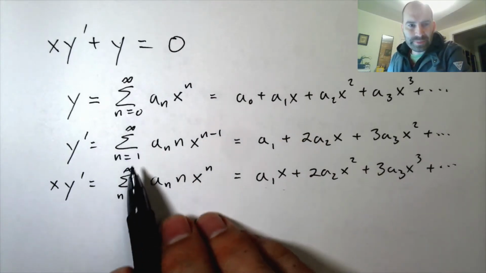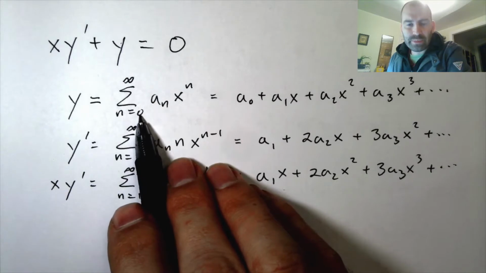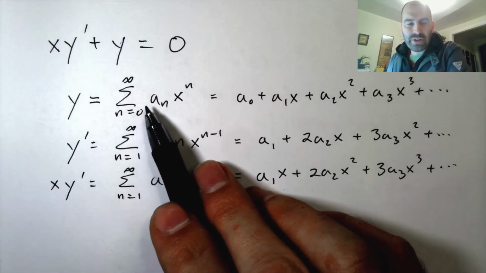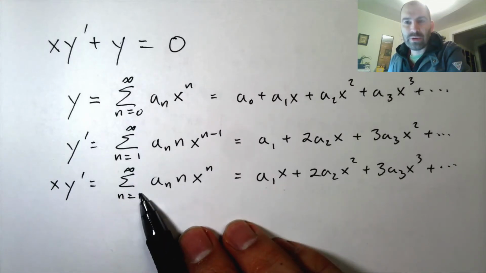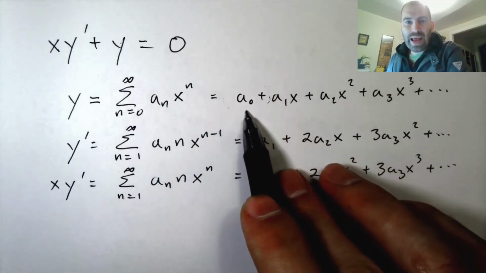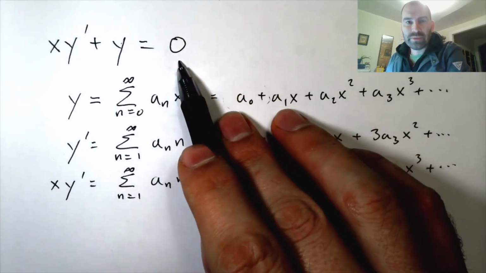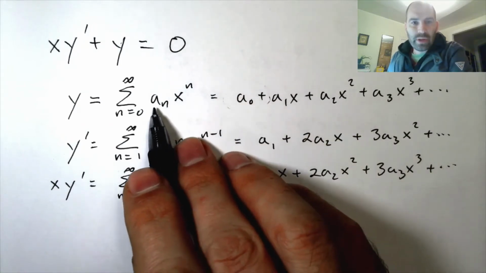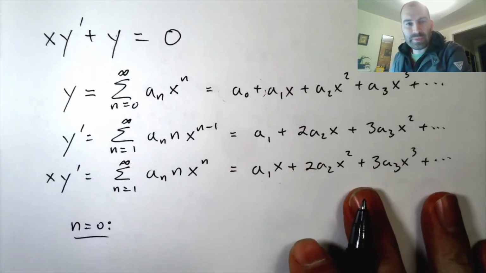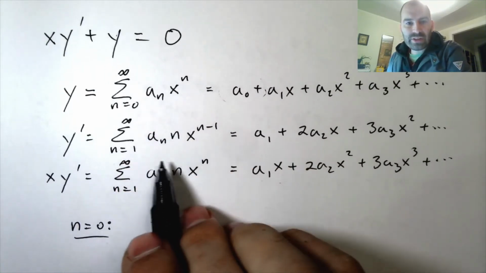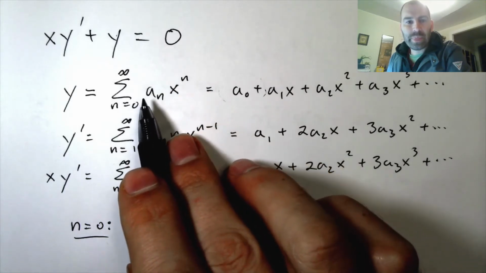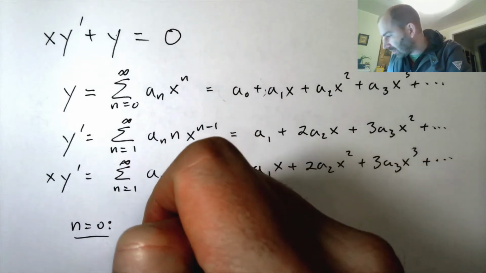Now, when I add these, I start with the n equals 0 term, right? That term appears in this series, but it doesn't appear in this one. Okay, so it's all alone over here. You can see what it is. So that has to be equal to 0. Okay, so the n equals 0 term, and we start with n equals 0. This doesn't have a contribution, but this one does. It's just a0. Okay, and it has to equal 0. So that's my first equation.